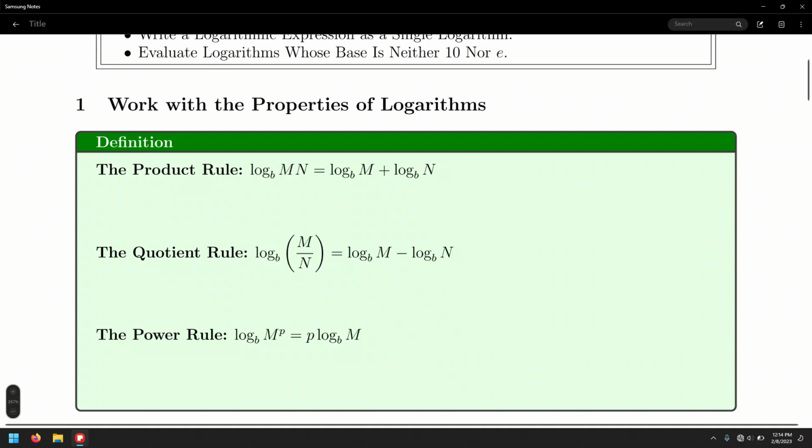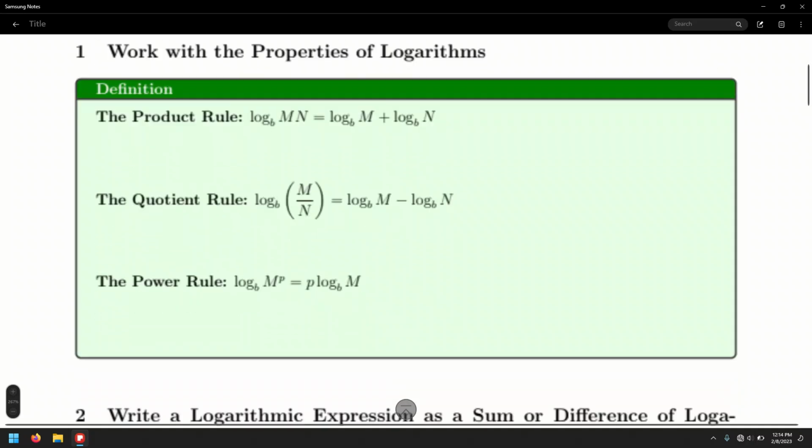The product rule tells us that the logarithm base b of the product of two numbers is the sum of the individual logarithms. The quotient rule tells us that the logarithm of a quotient can be written as the difference of two individual logarithms. And the power rule tells us that whenever we have a power, that power becomes a coefficient, or vice versa. I'll give you very simple examples of each before getting into the bigger examples.